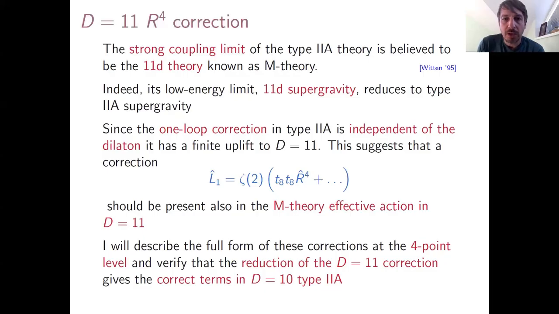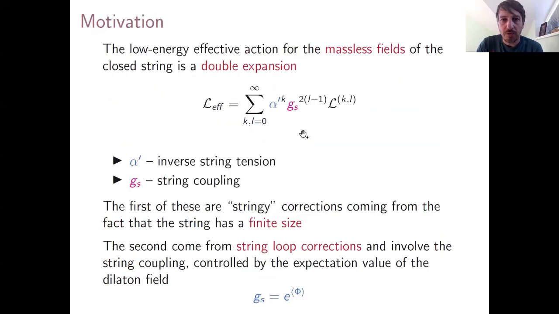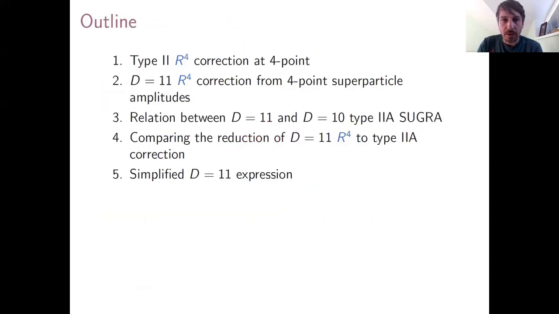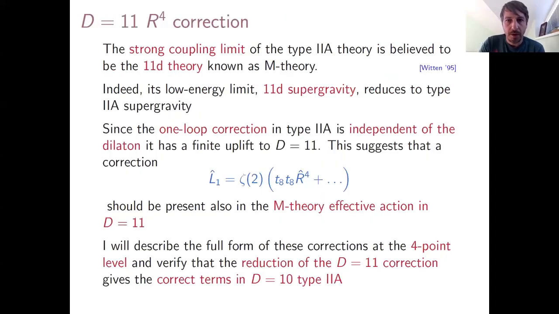Now, since the one-loop correction to type 2A is independent of the dilaton, because at one loop, remember, you have this factor of g_s to the 2L minus 1. So if L is 1, there's no g_s in this expansion. So the one-loop correction is actually independent of the dilaton. So that means it has a finite uplift to 11 dimensions.